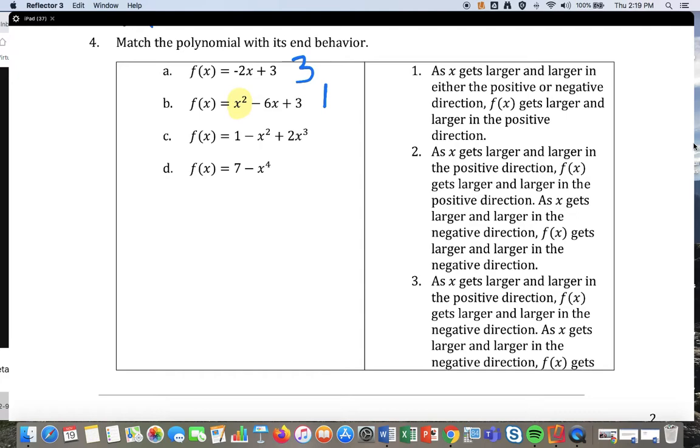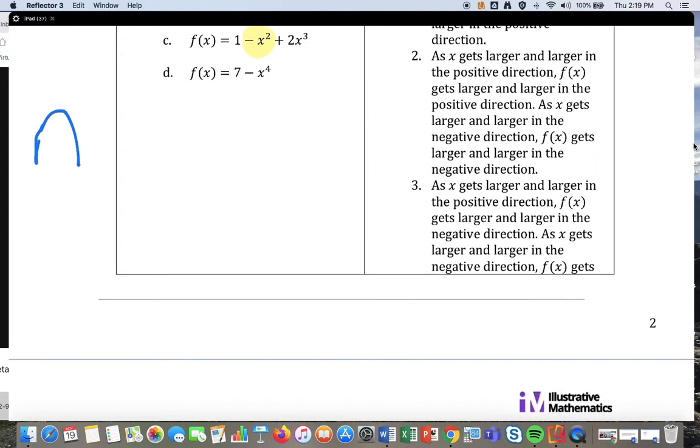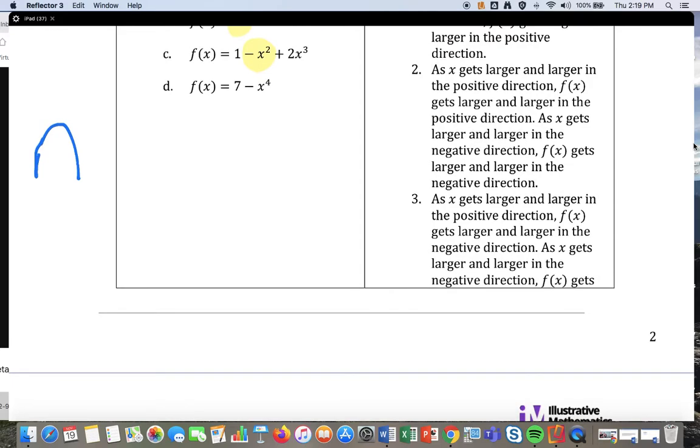Letter C, the degree is 2 again, but this time it's a negative leading coefficient. So our leading term is negative, which means this is going to be going down in both directions instead of up. So let's see, as x gets larger and larger in the positive, f of x gets positive, as x gets larger and larger in the negative, f of x gets larger and larger.